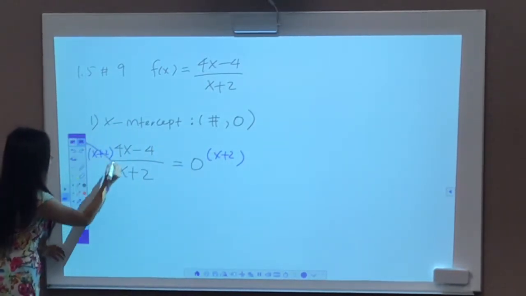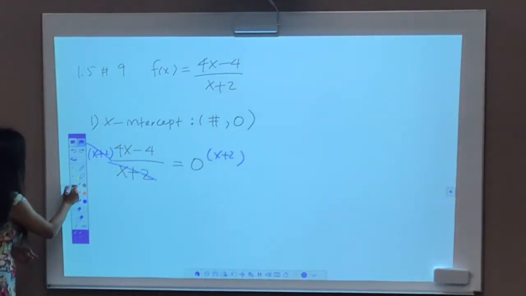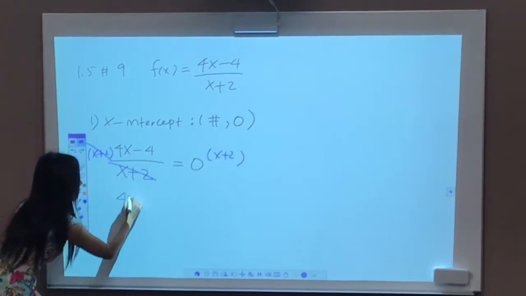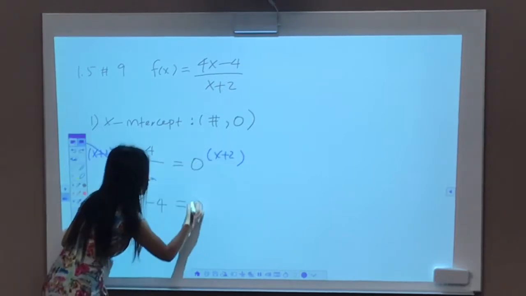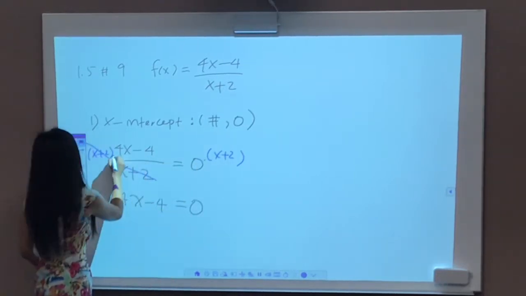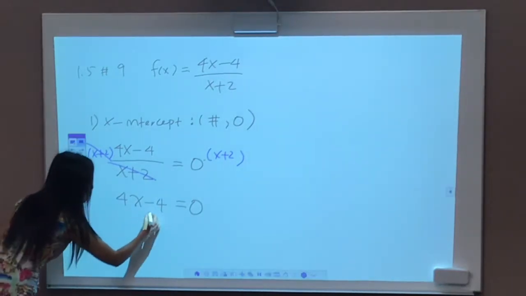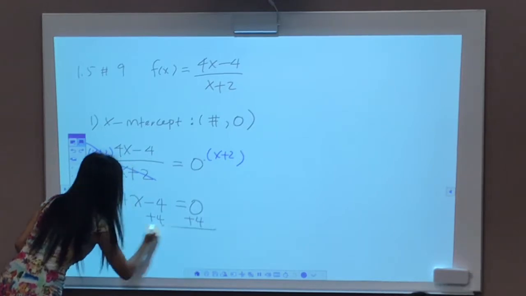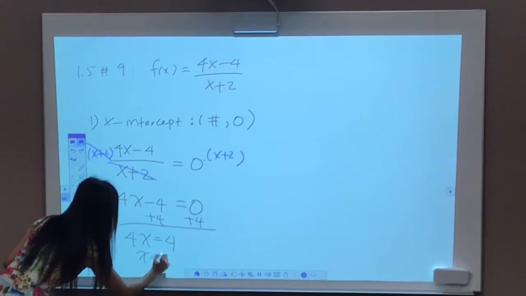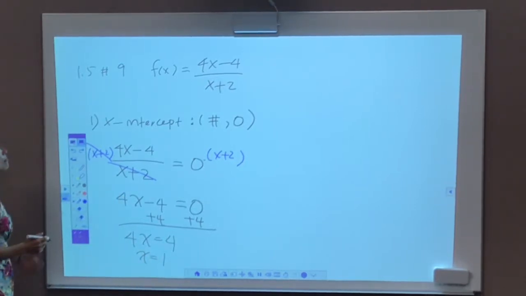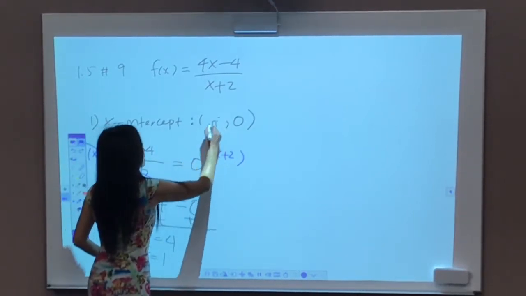So what do you have? I simply have 4x minus 4 equal to what, class? Zero times anything is what? Zero. By the way, I multiply by x plus 2 so I can cancel out the denominator. So 4x is equal to 4, so x is equal to what? So I just found my x-intercept. What is my x-intercept now? 1. So my x-intercept is (1, 0). I found it. So far, so good, class?